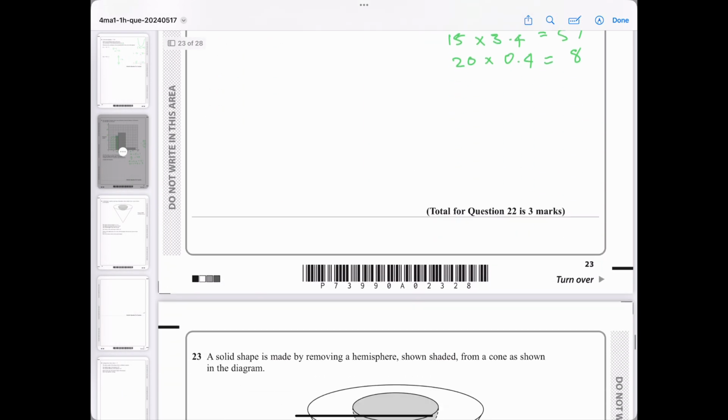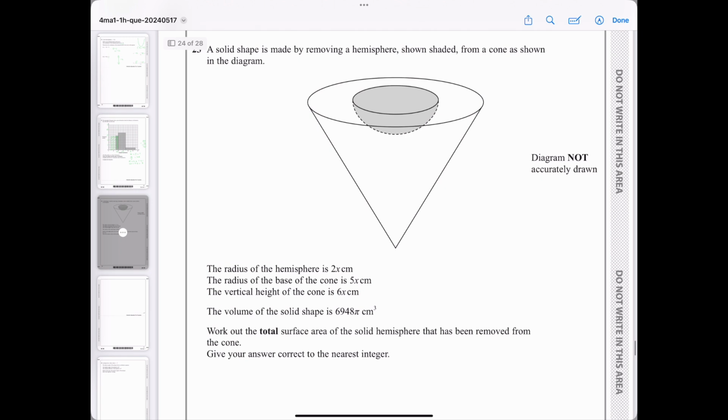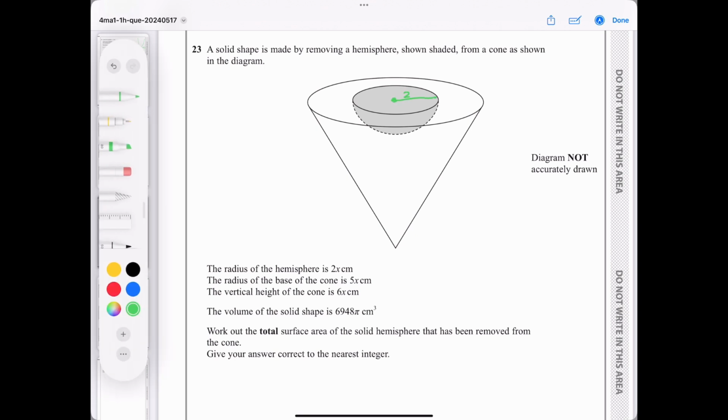Lovely. Now, moving on. This is a nice looking shape, isn't it? A solid shape is made by removing a hemisphere, shown shaded, from a cone as shown in the diagram. The radius of the hemisphere is 2x. So let's put that in the middle, and that's 2x. The radius of the base of the cone is 5x. And then the vertical height of the cone, so that's perpendicular, I'm assuming, is 6x.